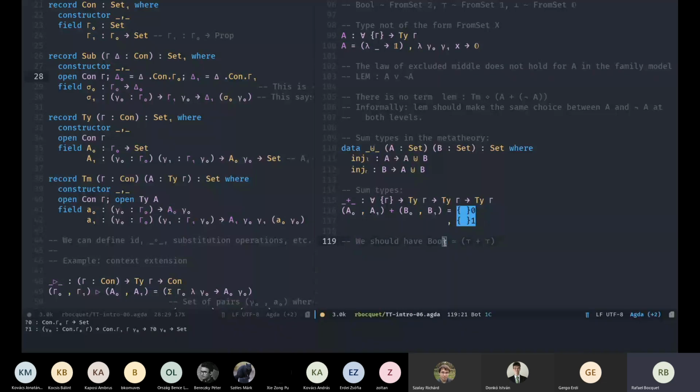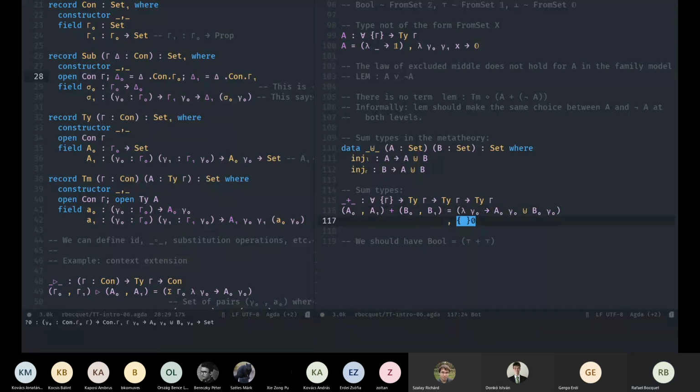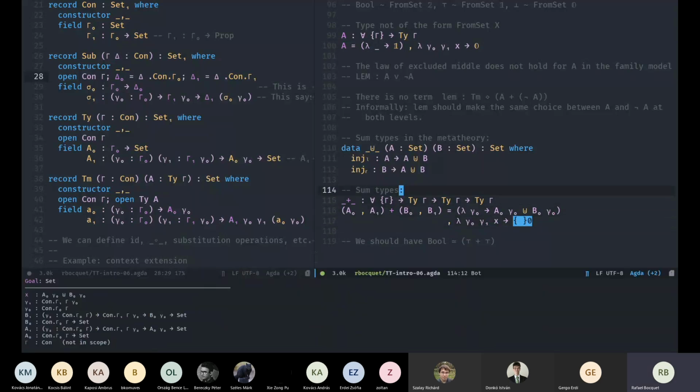And in the type of Booleans, we have made the choice between true and false in the first component, and there it will be the same. So in the first component, we need to quantify over the context. So in the first component, we may give a choice between the left side and the right side of the sum type.